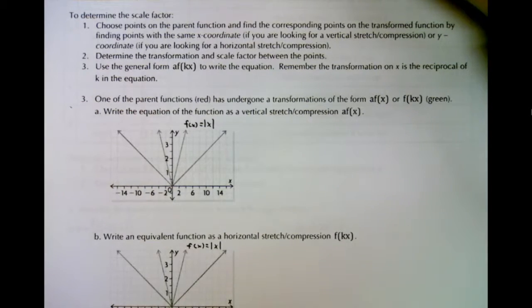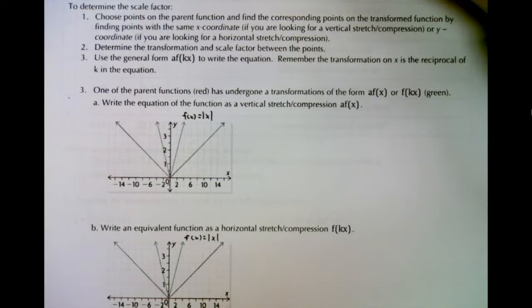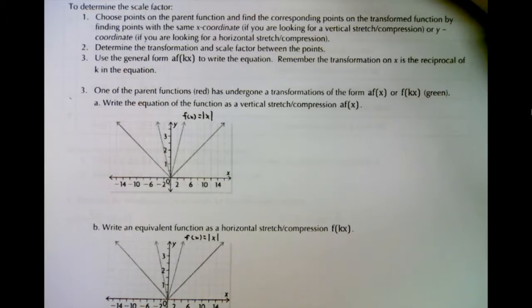We are going to choose points on the parent function and find the corresponding point on the transform function by finding the point with the same x coordinate, and we're going to compare those values. And then we're going to use the general form of the equation, whether it be a f of x for vertical stretch or compression, or f of kx for a horizontal stretch or compression. So let's start with vertical.